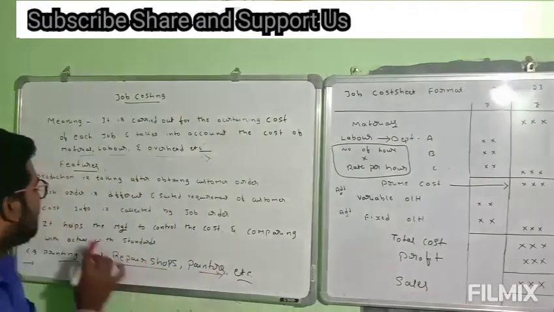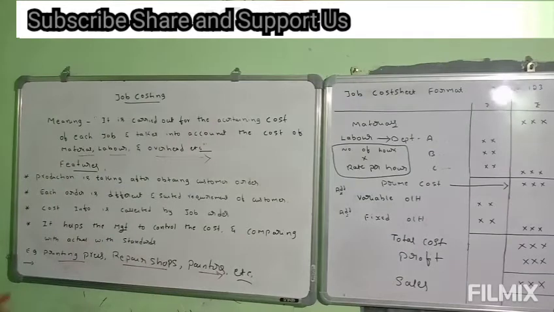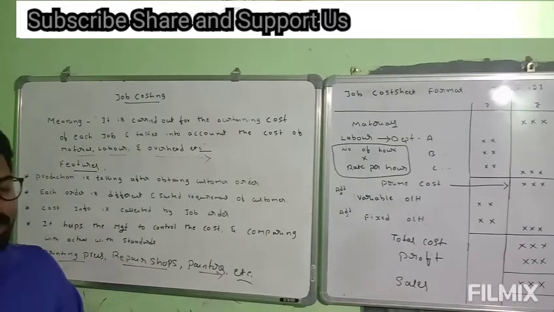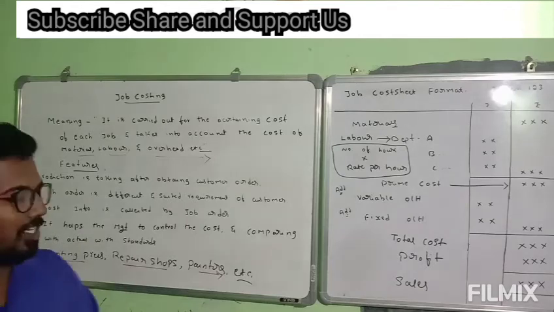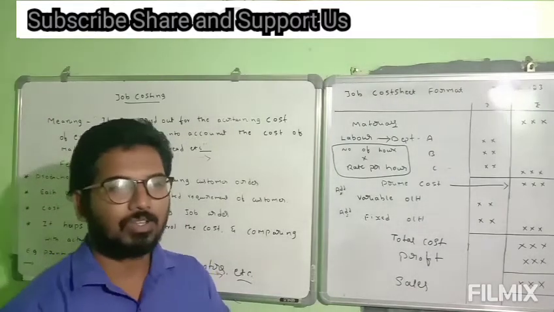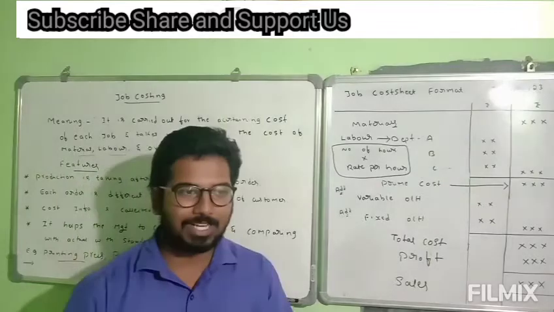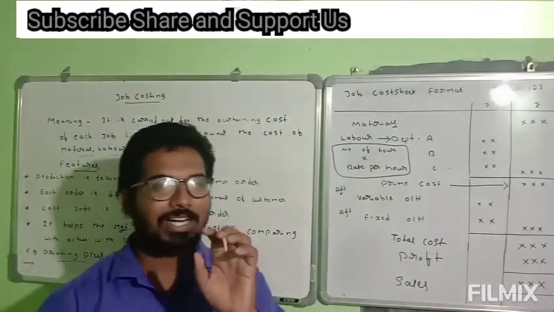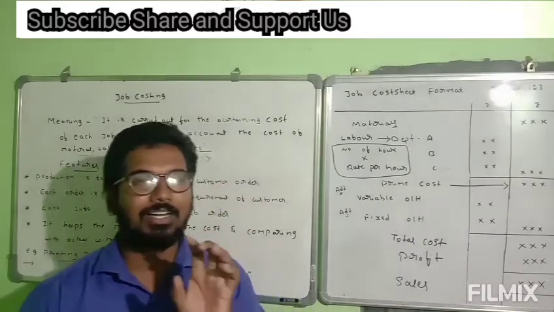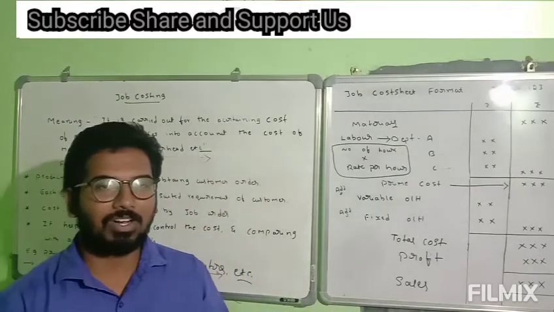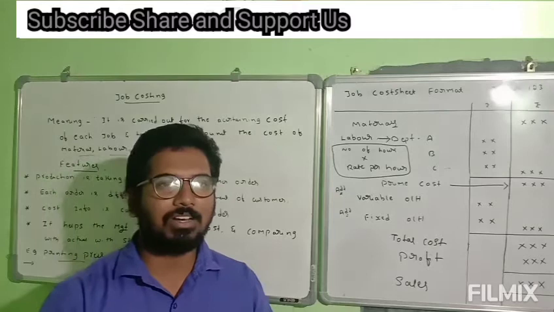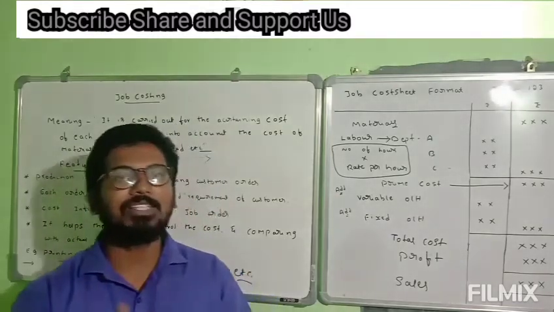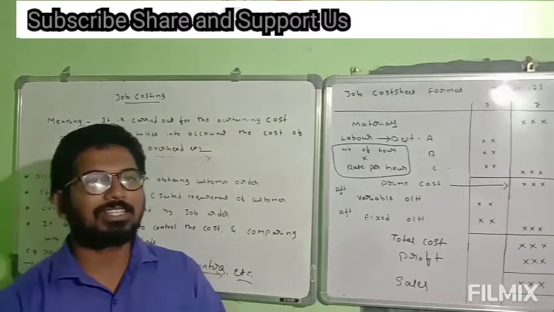It is what we call cost information for a particular job order. Then it helps management to control the costs and to compare the actual cost with the standards. So obviously the purpose of going for a job cost sheet is to identify the actual costs and to control the costs. Controlling of the cost refers to reducing the cost in whatever possible ways. That is what we call cost control.